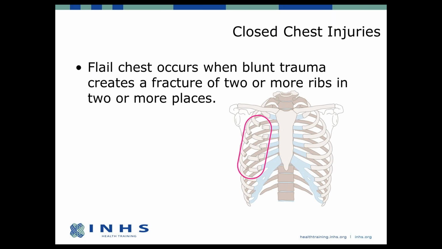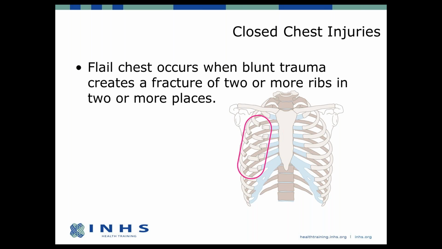The first injury we're going to talk about on the closed side is kind of reminding ourselves about what a flail chest is, and maybe a newer treatment that you may not have heard, depending on how up to date you are on information. But flail chest, someone define it for me. How many ribs? 2 or more. And how many places have to be broken? 2 or more. So 2 or more ribs broken in 2 or more places.